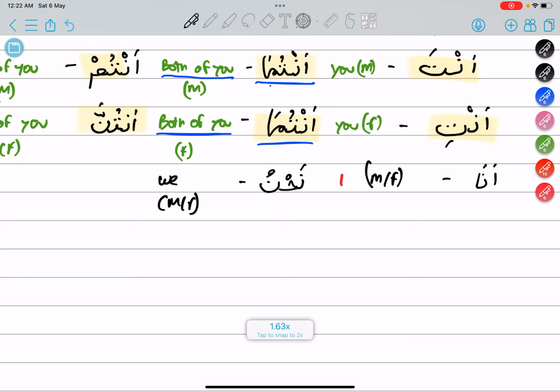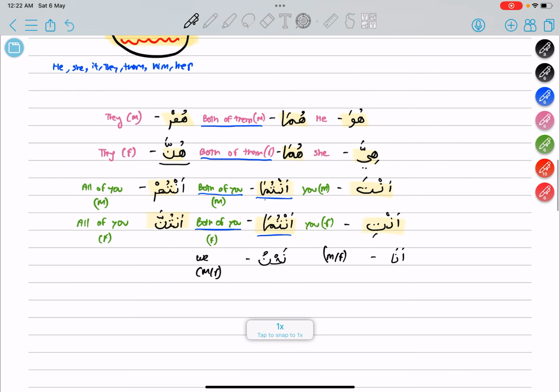You could be a group of men, and you can say nahnu, we, meaning all of the men. You could be a group of women, a group of girls, and you can say nahnu, we. Or it could be a mixed group, men and women. You can also say nahnu. It means all of us, men and women combined. So this is basically all the pronouns.